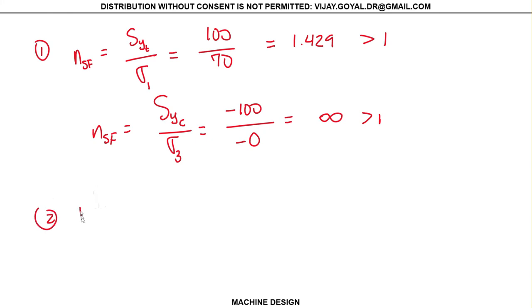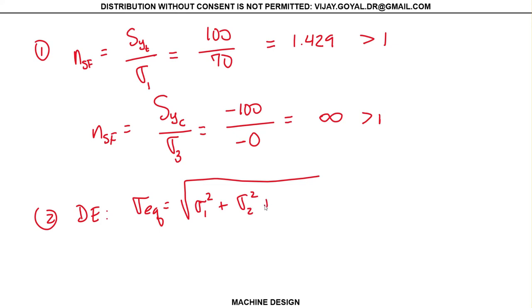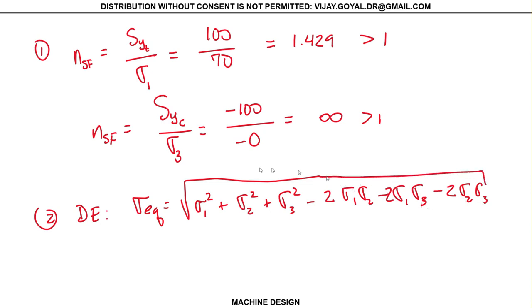So we have to do this check first. The second check now we do is for distortional energy. Okay, and the distortion energy says that sigma equivalent is equal to the square root of sigma 1 squared plus sigma 2 squared plus sigma 3 squared minus 2 times sigma 1 sigma 2 minus 2 times sigma 1 times sigma 3 minus 2 times sigma 2 sigma 3. And you take the square root of all of this. We already found our stresses, right? So after I evaluate the whole thing, I find this is equal to 70.